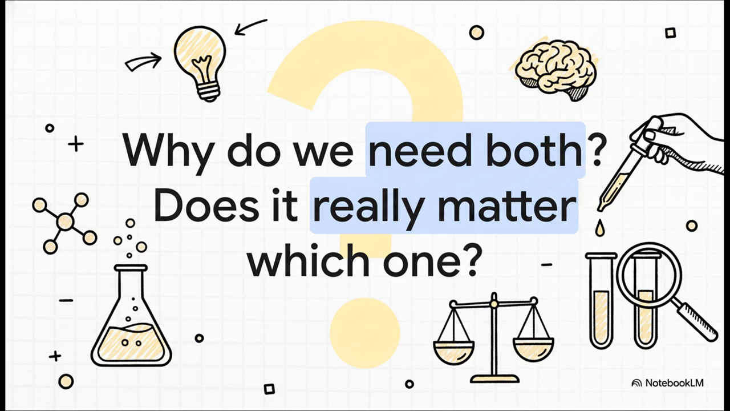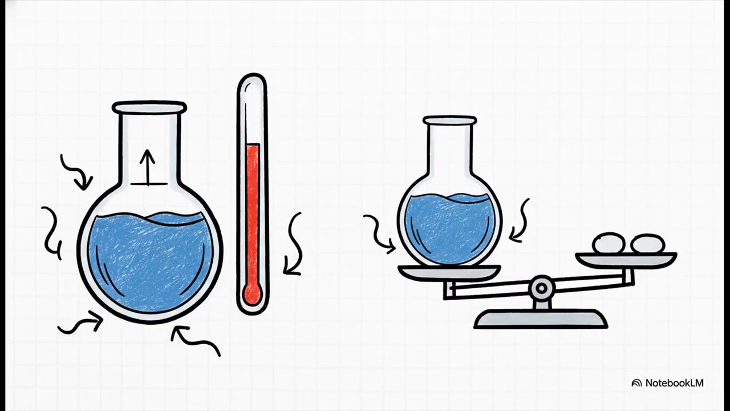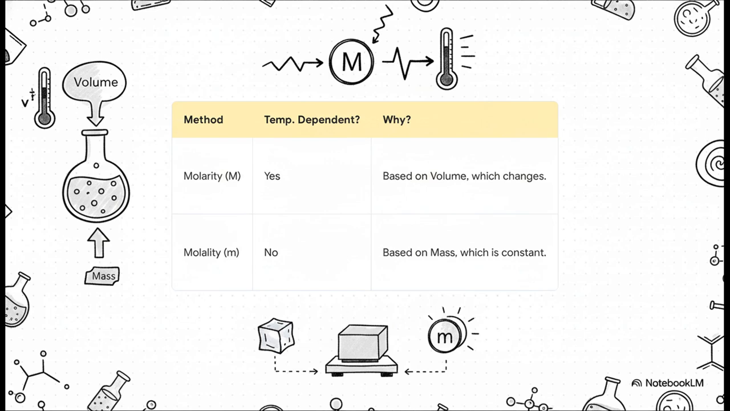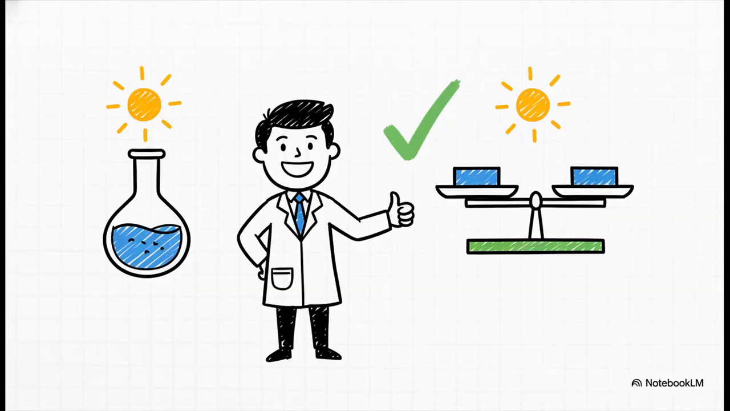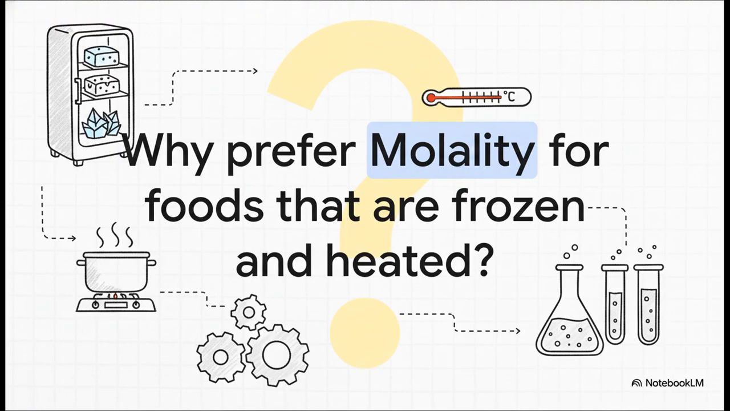But you might be wondering, why do we even need both? Does it actually matter which one we use? Well, here's the thing. When you heat up a liquid, its volume changes, but its mass doesn't. And that's the key difference. Molarity depends on temperature, but molality is completely independent of it. That's why, for high-precision work, scientists prefer molality, especially when temperatures aren't stable. So, to leave you with a real-world puzzle, think about food that gets frozen and heated.